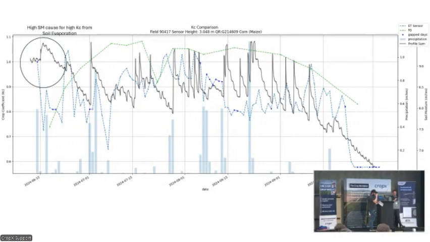Also, talking about high evaporation rates in the beginning of the season, there were a couple of days where the KC derived from the sensor was really high. And people were saying, what the heck is this? This doesn't make any sense. But as John mentioned before, it was a wet spring and there was a ton of soil moisture. And actually, this was a big conversation that we had.